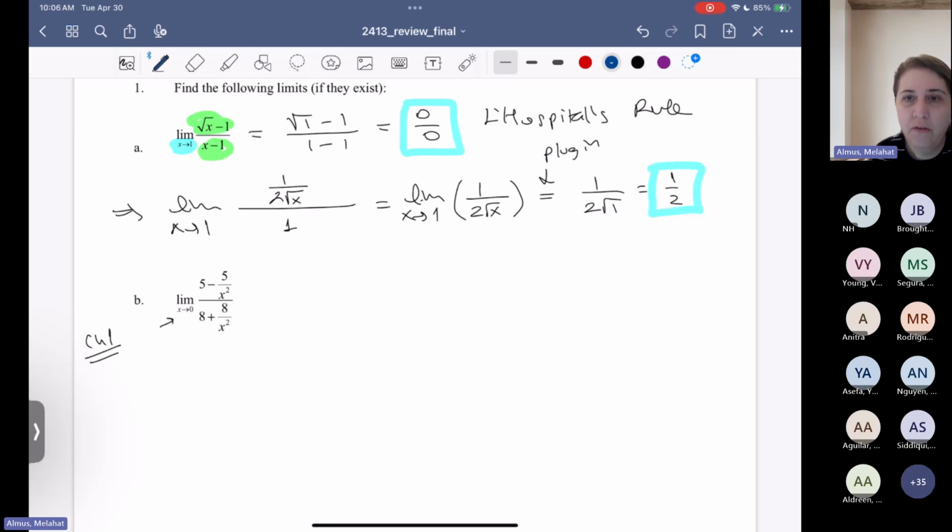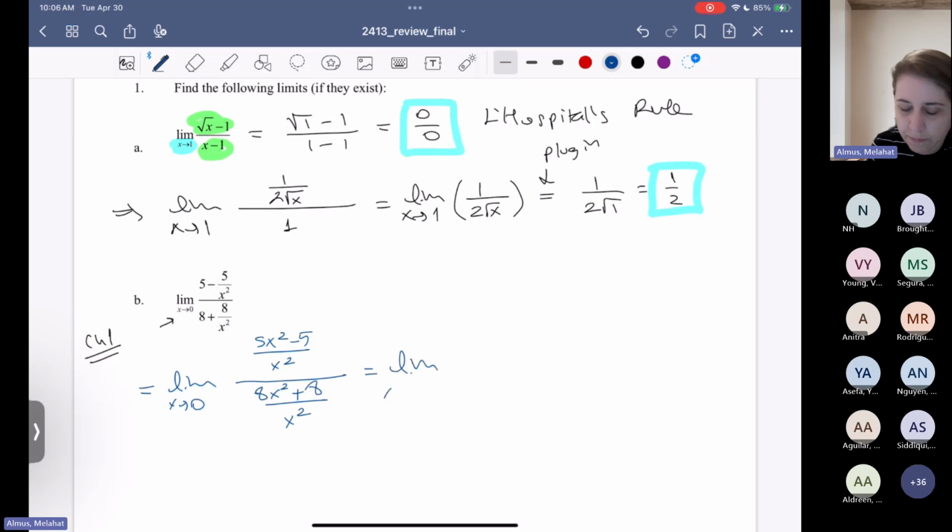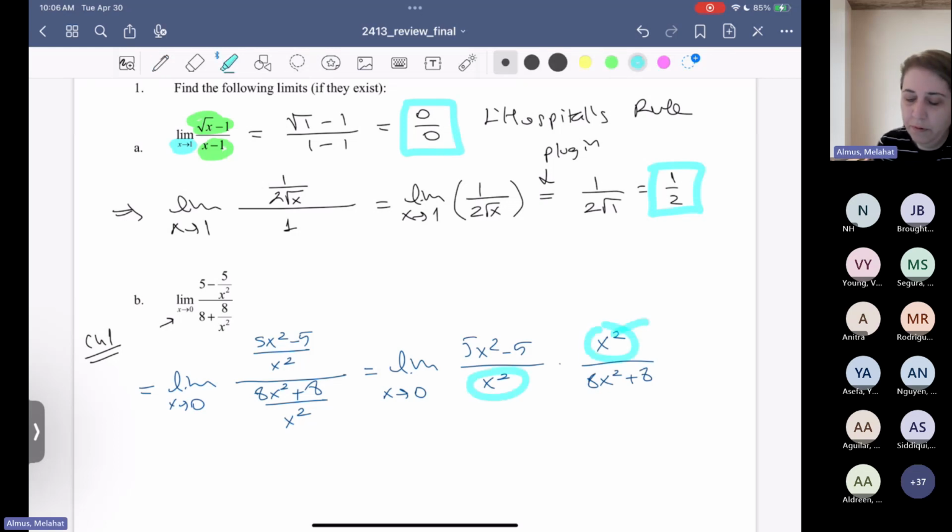One was to perform the addition and subtraction upstairs and downstairs separately, and then cancellations. If you want, let's go with that. Let's do our algebra first. Upstairs we have 5x squared minus 5, downstairs we have 8x squared plus 8 over x squared. Then if you keep the top and flip the bottom, you will see that there will be some cancellations. You can cancel this part and that part.